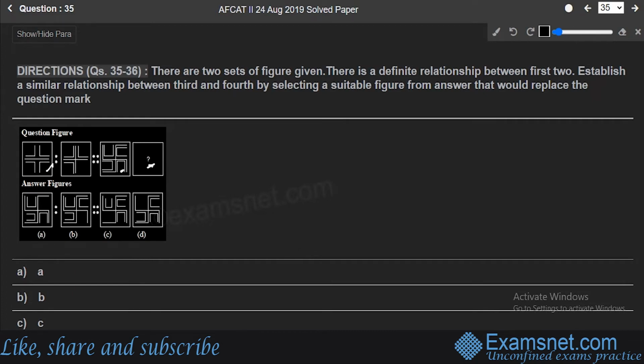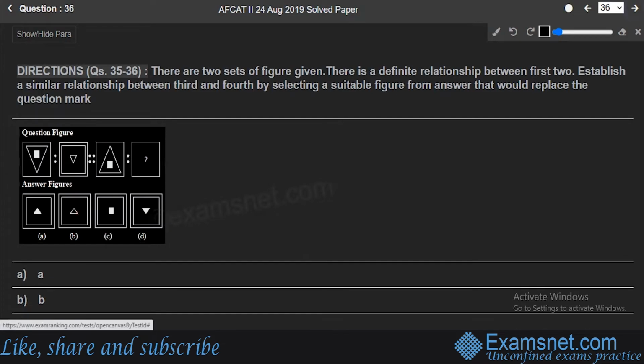So let's see. This one is also having the bottom right corner figure. Even this is having it. This is the only one which is not having the bottom right corner figure. So seeing this, option B is obviously the correct answer. Hope this is clear. Let's move. Next question, question number 36.